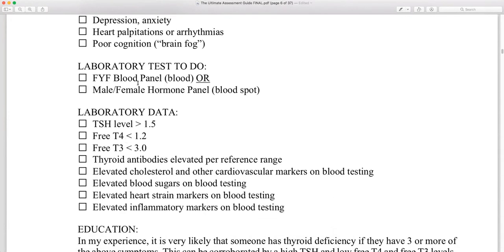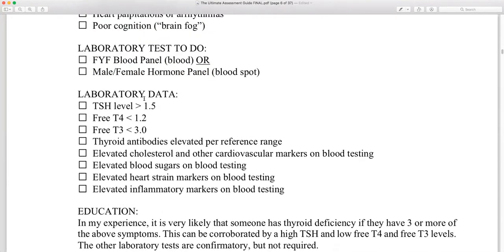And then the laboratory test to do to evaluate the thyroid is the FYF blood panel, or the male or female hormone panel, which is that blood spot test. Just as an aside, the way that this works is that once you purchase it from my partner's site, then you will get a lab order if it is the blood test, and you print that order out. It comes to your email, you print it out, and then you take that and you go to your nearest lab. LabCorp or Quest are some of the big ones. And then the male-female hormone panel, the blood spot test, comes in the mail as a kit. You basically just prick your finger and do the test that way.